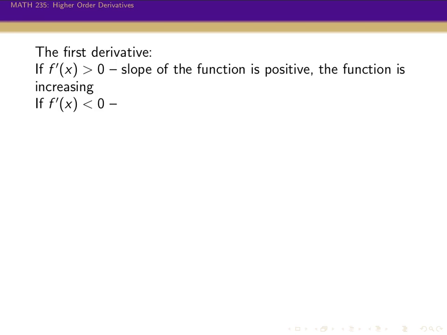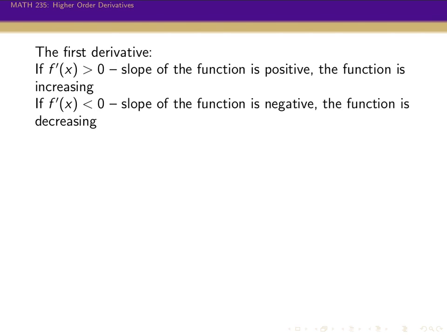On the other hand, if the first derivative is negative, that means that the slope of the function is negative. And so the slope of the function is pointing down.